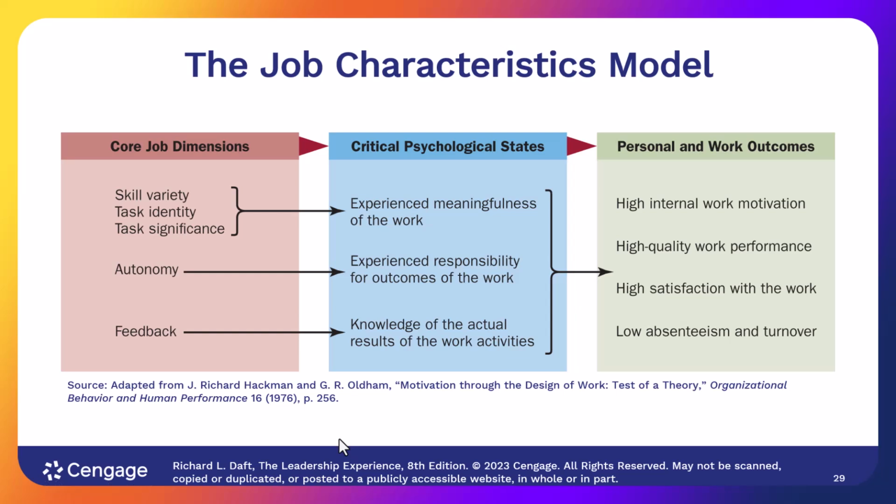Job characteristics model. So you've got the core dimensions, you've got critical psychological states, and personal and work outcomes. So we look at the core dimensions with skill variety, task identity, and task significance. So you see what that goes to: experienced meaningfulness of the work, and that means something. So when you have these things, you bring in those core dimensions right there, then you experience meaningfulness of the work. Are they doing things that make sense, things that you have experienced people doing that make sense, and stuff that they enjoy?